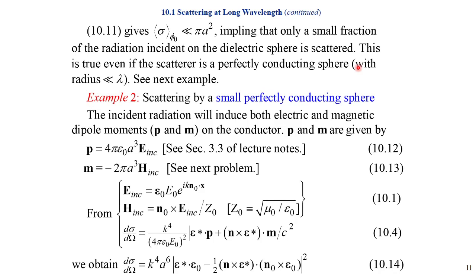Okay, so next time I will show you scattering by a small perfect conducting sphere. This conducting sphere will induce both electric dipole and magnetic dipole, and they will have different effects. So next time we will talk about these issues.